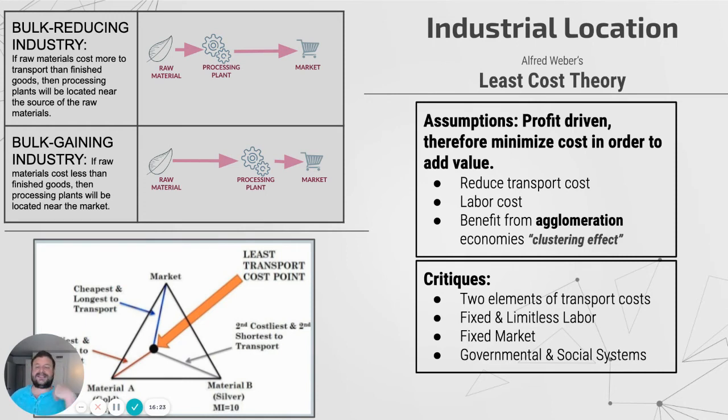Once it's processed, it's lighter, and therefore it's less expensive to transport to market. The inverse is true for bulk gaining industries, where you're actually going to be heavier after the processing, and therefore you're going to be closer to the market because you're going to reduce that transportation cost. Because he's assuming some things. This is one of his critiques, right? That there's only two elements to transport costs, distance and weight.